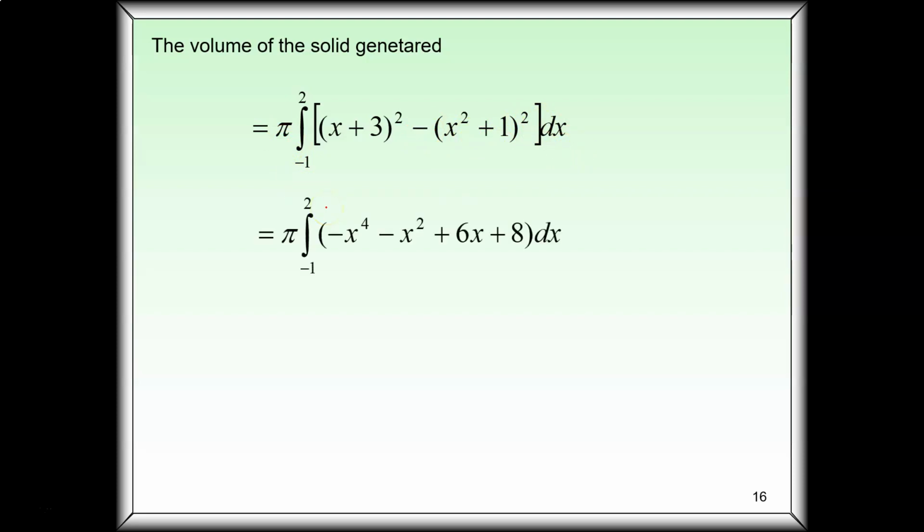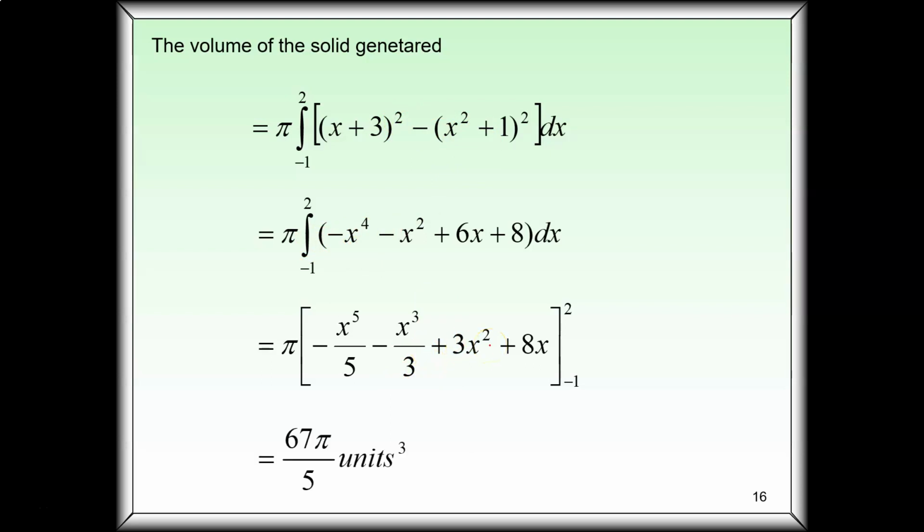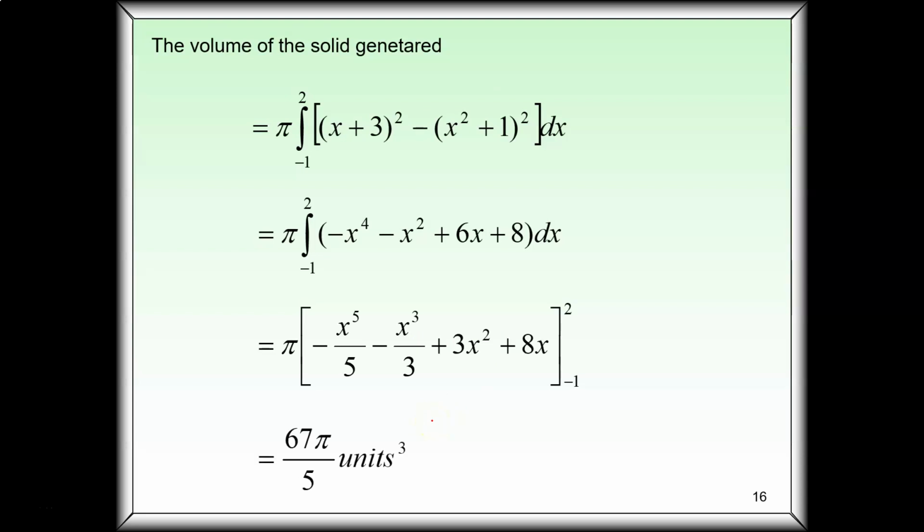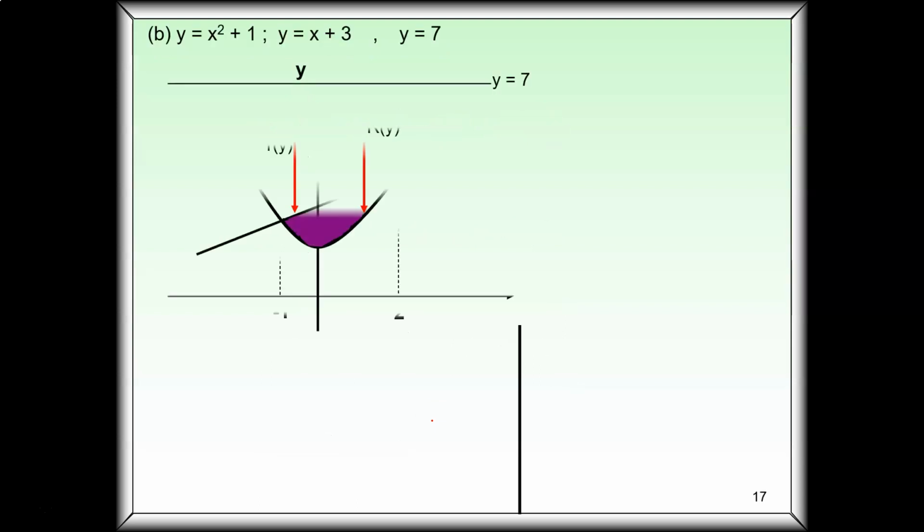Same case as the previous one. So this one, you expand first, expand the squares, then you integrate. You get this, then you substitute. So you get the answer. So that one is quite easy when you need to revolve around the x-axis. But let's look at part B.